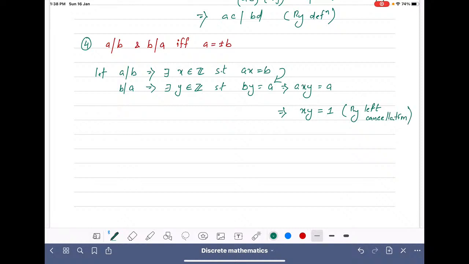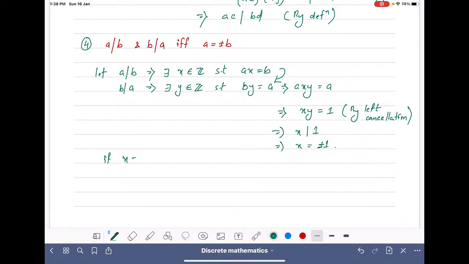And we have proved that xy equal to 1 means either one of them must be plus or minus 1. So this says x divides 1, which is the same as saying x is equal to plus or minus 1.